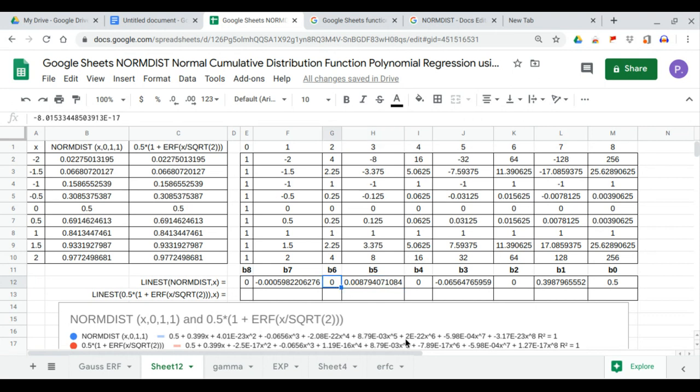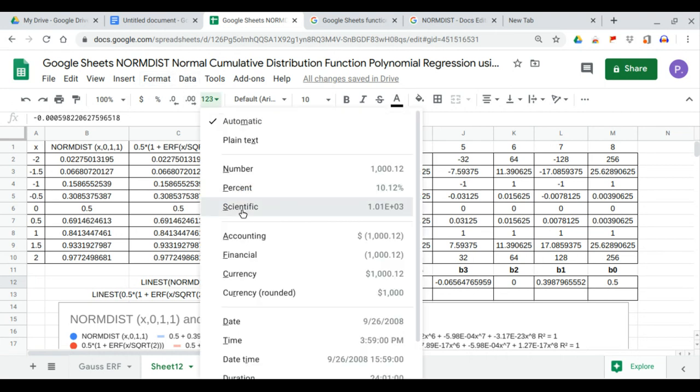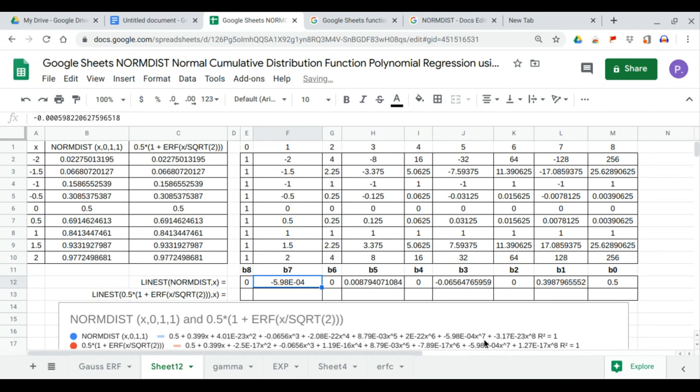And B6 is this value, very small, 2 times 10 to the minus 22. That's why it's 0. And B7 is 5 times 10 to the minus 4. So we change that to scientific. So that's negative 5 times 10 to the minus 4. And B8 is minus 3.17 times 10 to the minus 3, which is already 0.